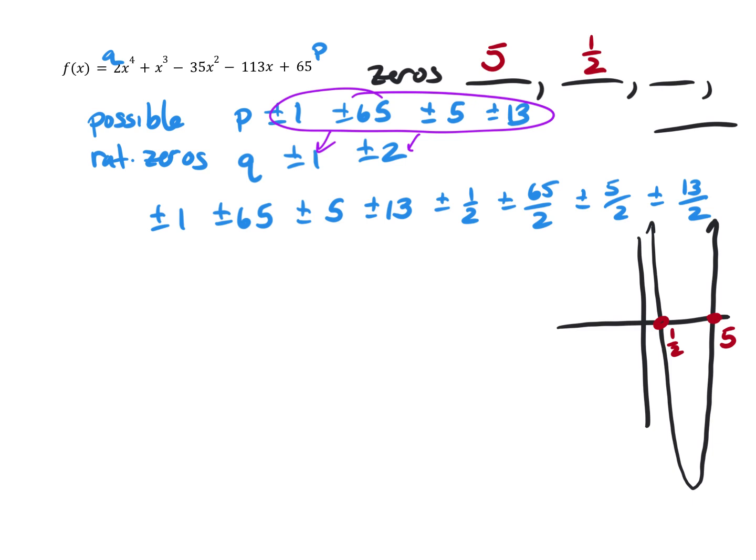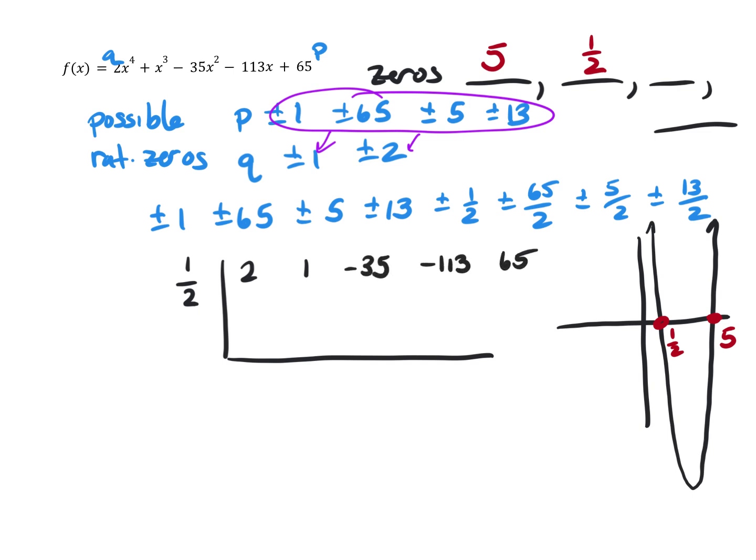So I know the remainder will be 0 for both, so I'll divide it out. I'll start with the half, I don't know, just get the fraction out of the way. You could certainly start with the 5, doesn't matter. 2, 1, negative 35, negative 113, and 65. So that's 2. Half of 2 is 1, which gives me 2. Half of 2 is 1, which is negative 34. Half times negative 34 is negative 17. So that's going to give me negative 130, and half of negative 130 is negative 65. So it works out really nice.